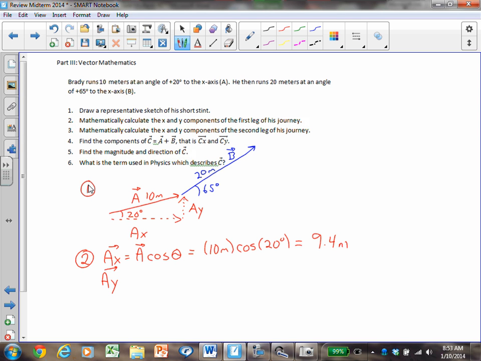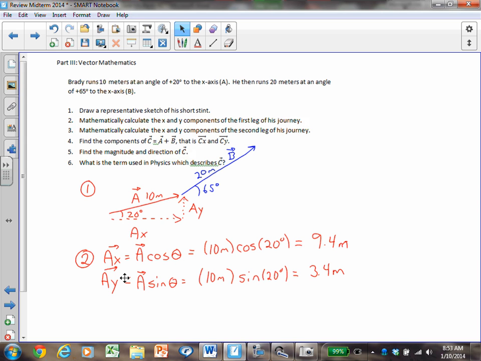Ay is equal to what? A sine theta, 10 meters, sine of 20. Random guess, let's see. 3.4. Wow, that's amazing. I think he cheated.